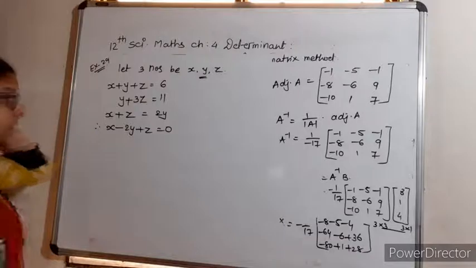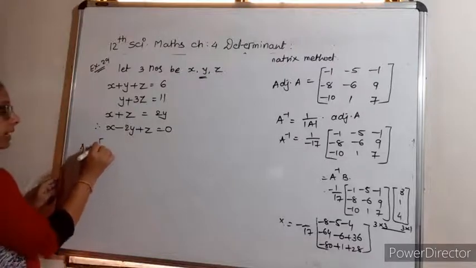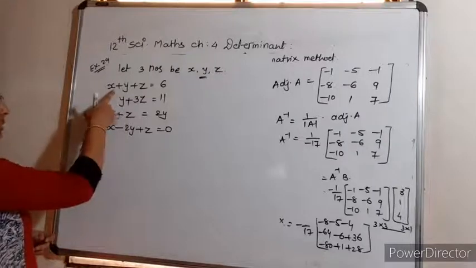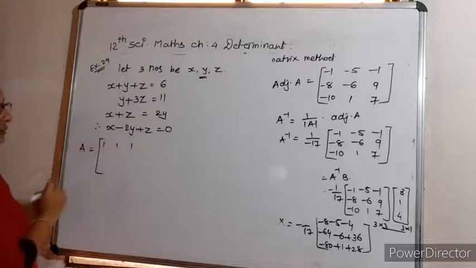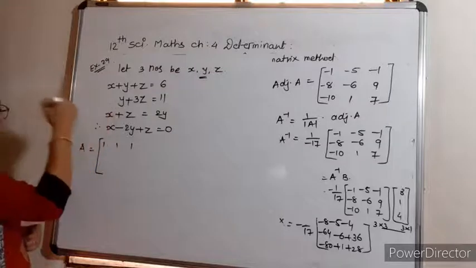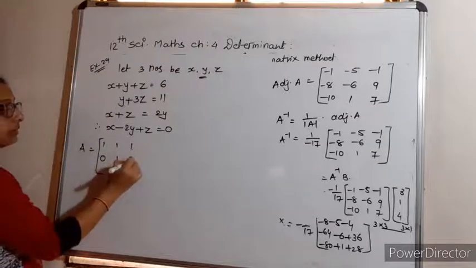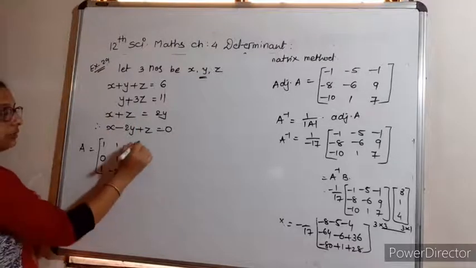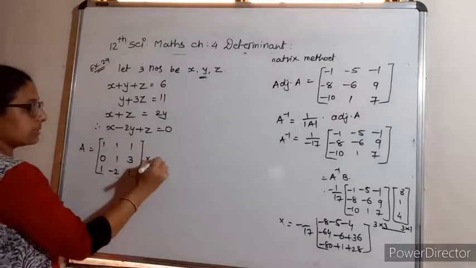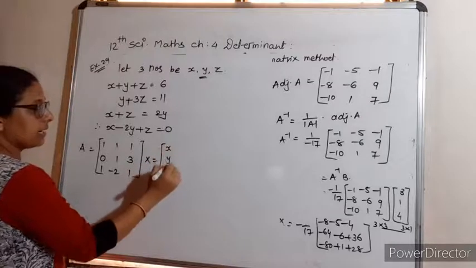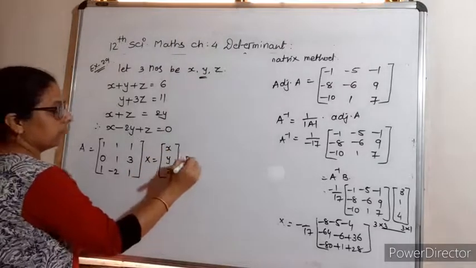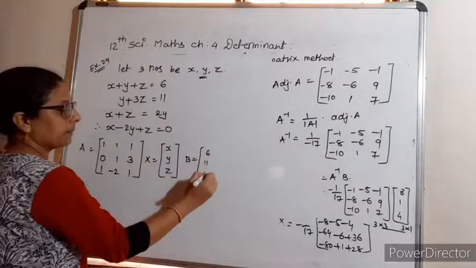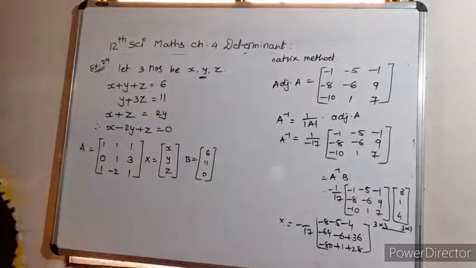So how to solve these equations? First of all, we'll write this matrix A, that is of the coefficients. First row, the coefficients are 1, 1, 1. Second row, x is not there, so we'll write 0, 1, 3. Third row, 1, minus 2, 1. X is x, y, z. B is the constants 6, 11, 0. So we get these three matrices.